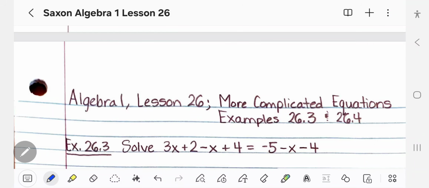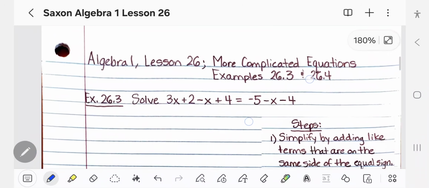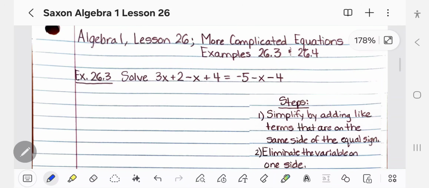This is Algebra 1, Lesson 26, More Complicated Equations, examples 26.3 and 26.4. Here's a more complicated equation, and you can see that there are a lot more terms. So we're going to be able to use step 1. In the last video, we didn't have any like terms on the same side.